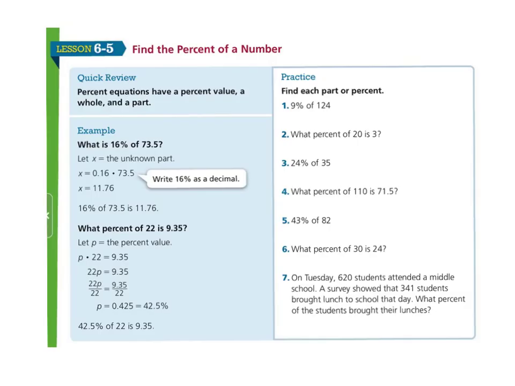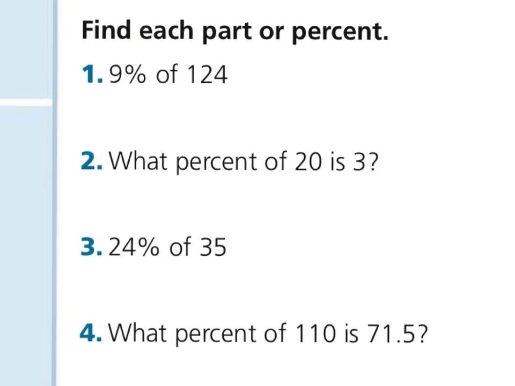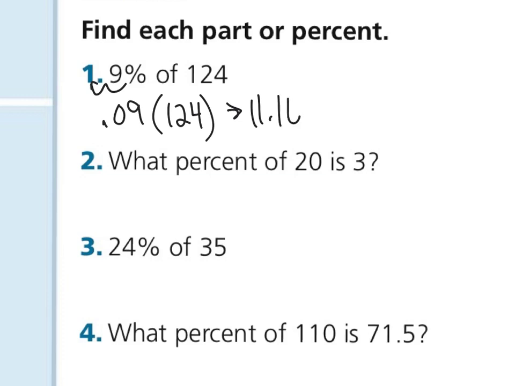Section 5 was finding the part or the percent, and this is the one we split up into two different sections. Number 1, they're just wanting us to find 9% of 124. So the percent we can change to a decimal, move it 2 spots to the left. Of means multiply. So if you multiply that out, you should get 11.16. And for sure, to make it quicker for working this stuff out, you can use your calculators, that is okay.